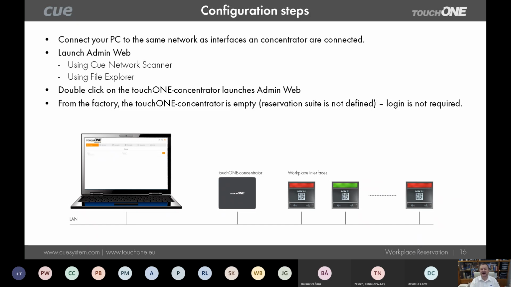You double click on the line and admin web for Concentrator will show up in your browser. You may use different techniques for doing this job. You can use a file explorer. It's up to you. When you open admin web, typically there is some default settings from the factory.